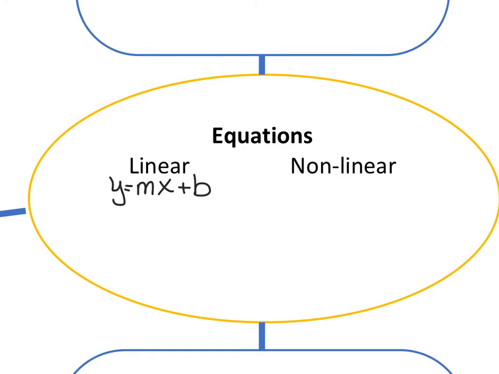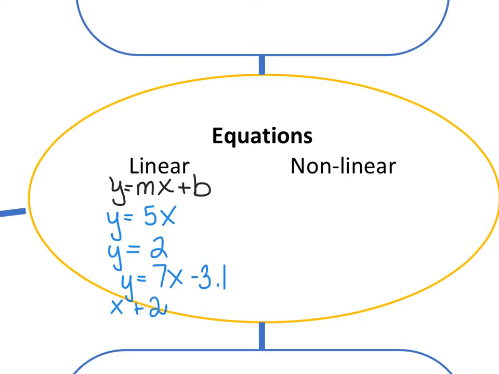Some of the key ideas is that x and y will both be raised to the first power. So you might have y equals 5x. You could have just y equal to a constant, like y equals 2. You could have y equals 7x minus 3.1. You could have decimals and so forth. Sometimes it'll even be masqueraded in a different form, like x plus 2y equals negative 1/3. Now, nonlinear would be like this, where we have exponents on our variables. So over here, x and y are to the first power.